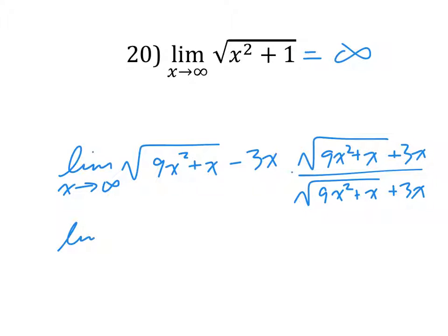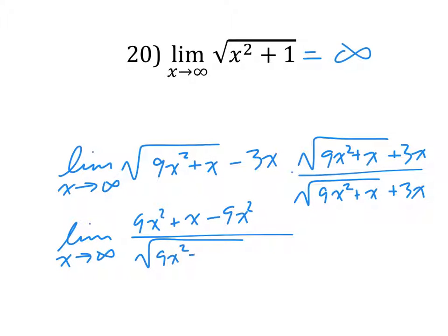Okay, so this is the limit as x goes to infinity of 9x squared plus x minus 9x squared, over square root of 9x squared plus x plus, oops, that should be outside, 3x. That's going to cancel. When x is going to infinity, that's going to be x over 3x plus 3x. In the denominator, this part comes out. But where does that x go? It's still on the top. No. That one doesn't matter. It's too small.